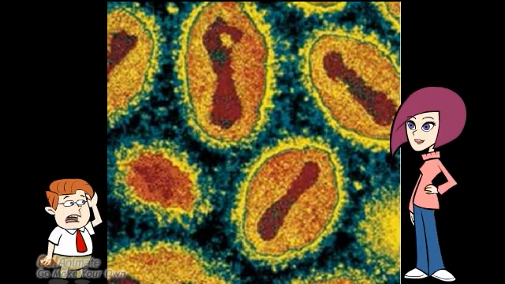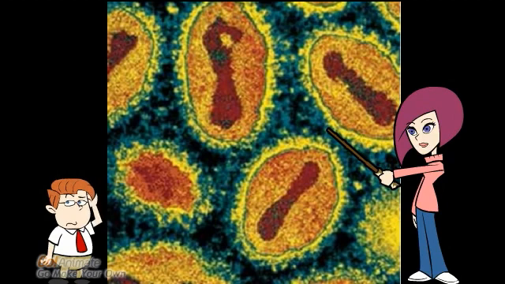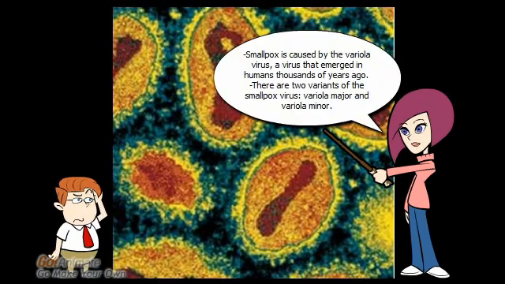Wait! Where are we? We're inside the human body. In order to understand the etiology of smallpox, we have to start at the cellular level. Smallpox is caused by the variola virus, a virus that emerged in humans thousands of years ago.